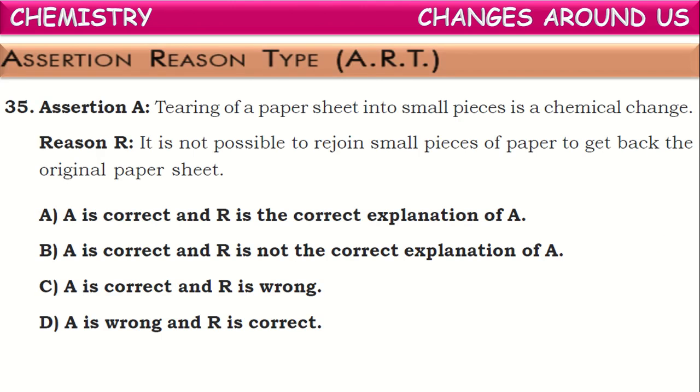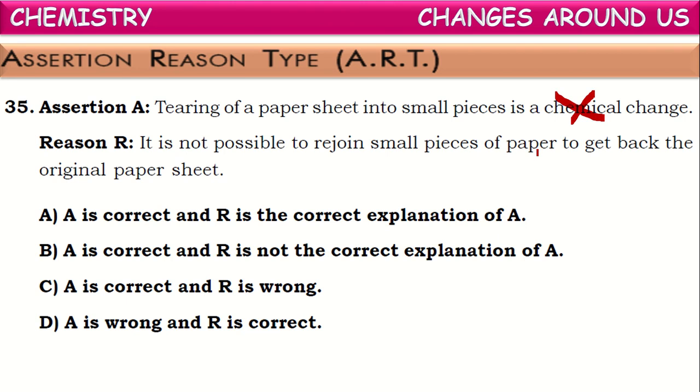Next, assertion-reason type questions. See the assertion. Tearing of paper sheet into small pieces is a chemical change. Is it true? If you tear a paper sheet into small pieces, even after making it into small pieces, there will be no change in the paper molecules. They remain the same. The composition does not change. Only the physical state, the physical size actually, changes. But there is no change in the chemical composition. So tearing of paper comes under physical change, not chemical change.